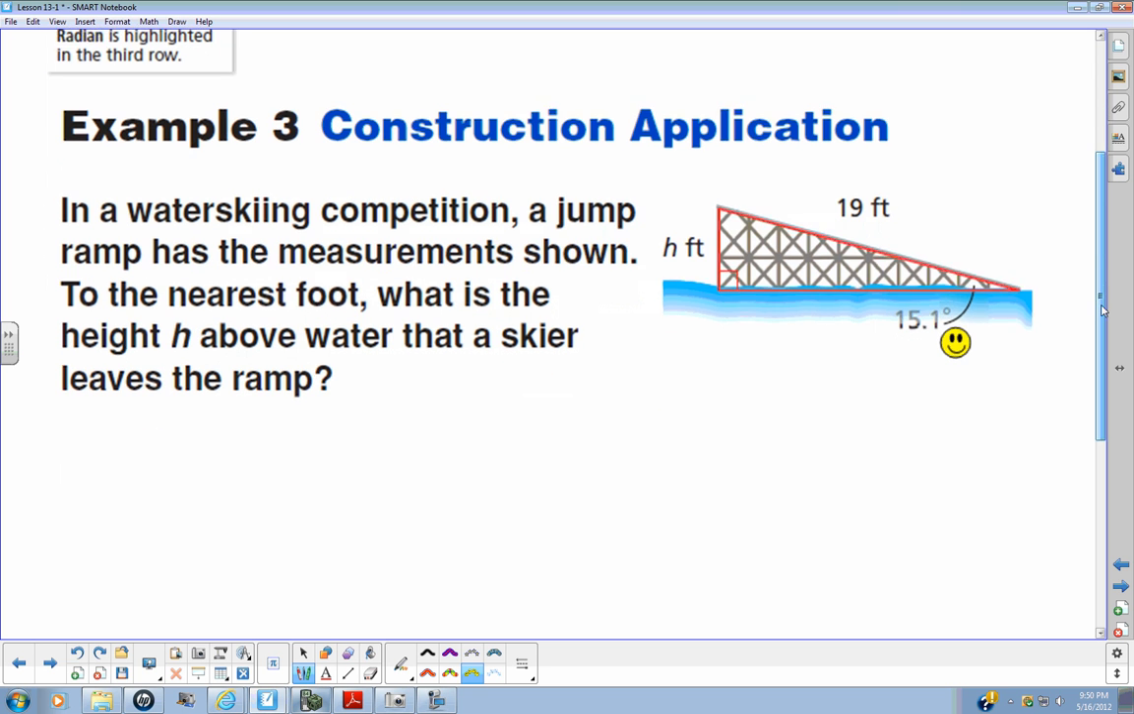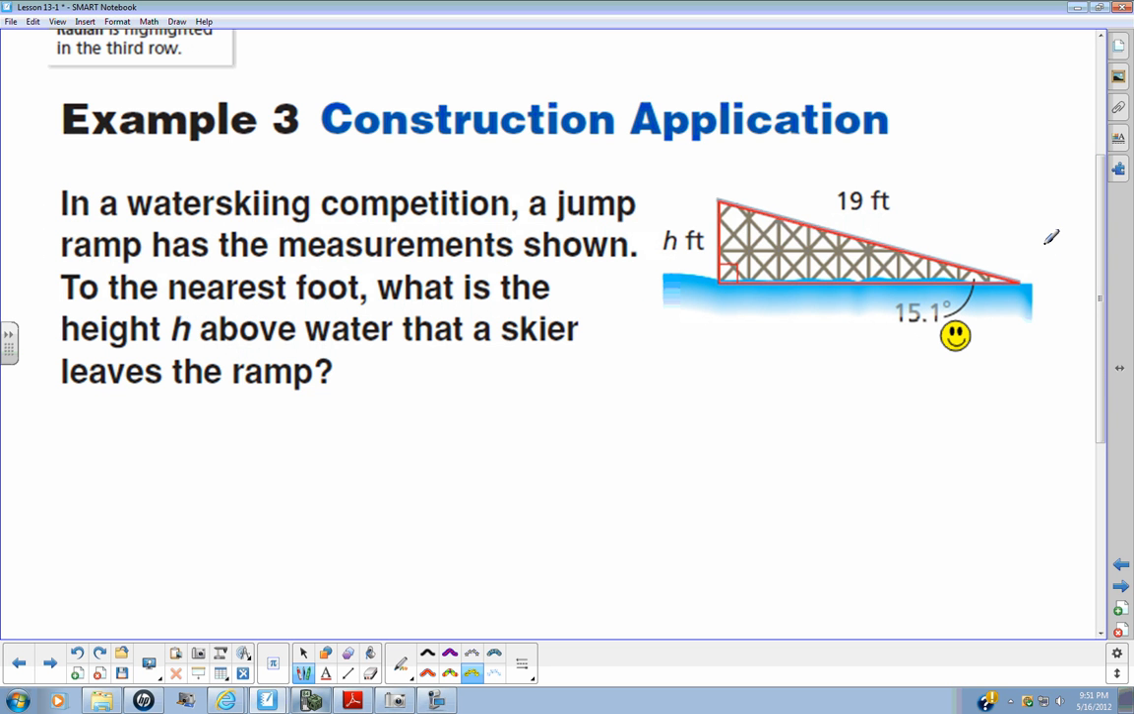We have a right triangle here. It says in a water skiing competition, a jump ramp has the measurements shown. To the nearest foot, what is the height above water that a skier leaves the ramp? So we need to identify these once again. Are we talking about adjacent and hypotenuse, opposite and hypotenuse, or opposite and adjacent? We need to know which trig function we're using first of all. So if our angle, our 15.1 degrees, is here, then this side down here would be the adjacent side.